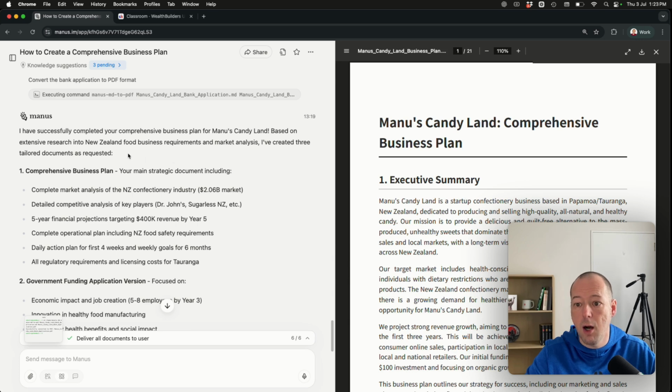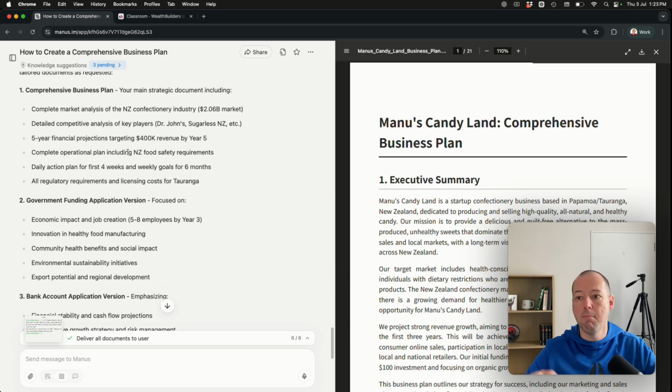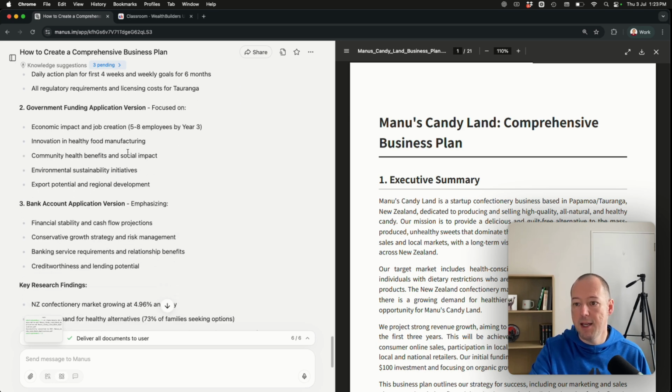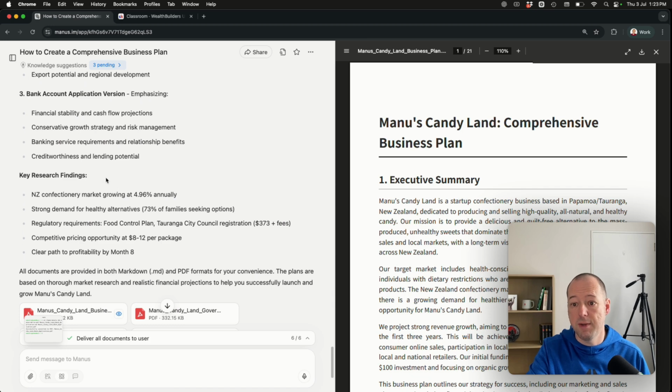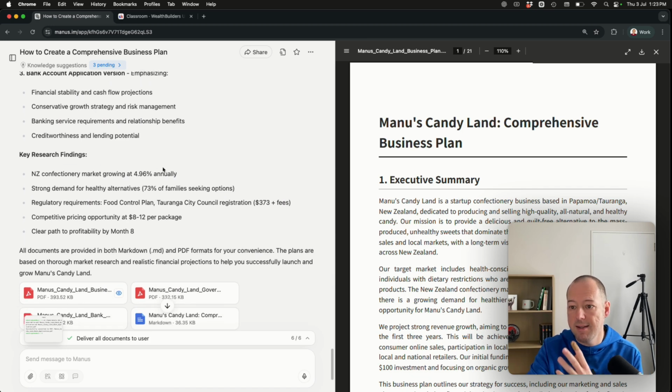So the first thing we get is a comprehensive business plan. This is our main strategic document we're going to use to build our business, to actually create something with our idea. Then we got the government funding application and the bank account application, and also some key research findings over here. So AI tells us that our market is actually growing by 5% a year, which is fantastic. So we are in a growing market, which is always good because you don't want to be in a declining market. You want to be in a market that has future perspectives.